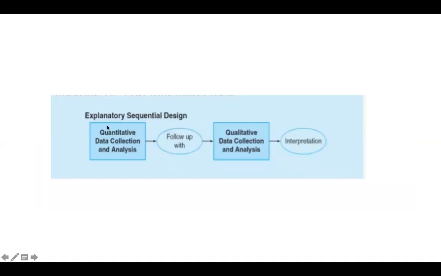Explanatory sequential design starts with the quantitative data collection and analysis and follows up with the qualitative data collection and analysis, and then we interpret them together. So for example, in one of our studies, we were interested to identify the reasons for high performance or low performance of an outreach clinic to provide eye care services.